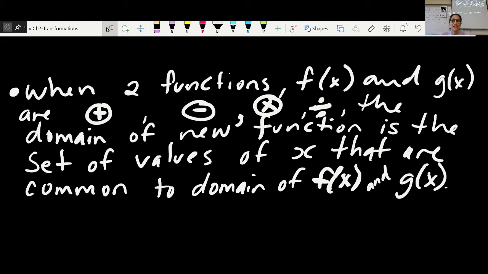When two functions, f of x and g of x, are added, subtracted, multiplied, or divided, the domain of the new function is the set of values of x that are common to the domain of f of x and g of x. So it's just a different way of saying exactly what we just finished talking about. So you'd want to look at the domain of the original ones that you started with. If there's any restrictions, you need to include those in the answer at the end. And then you also look at your end result. Okay?